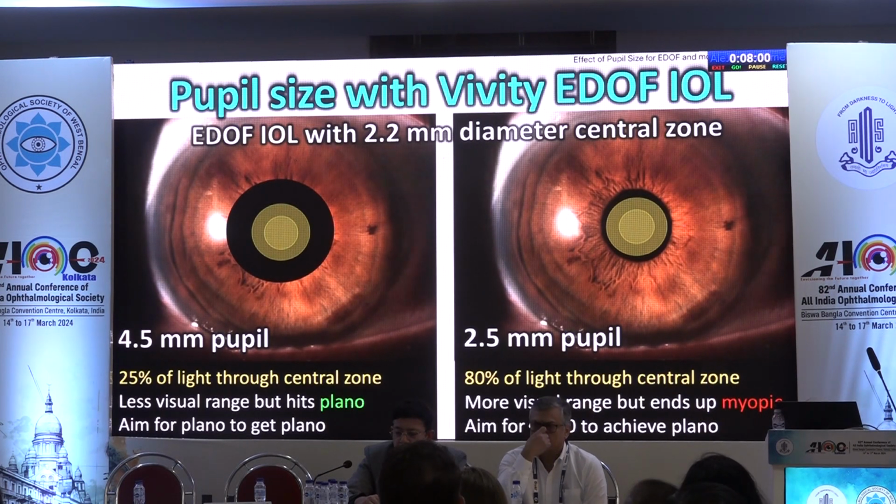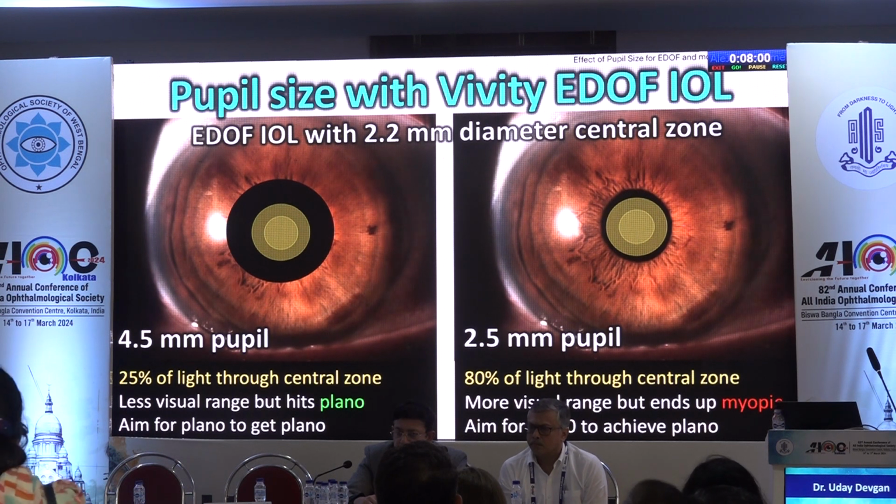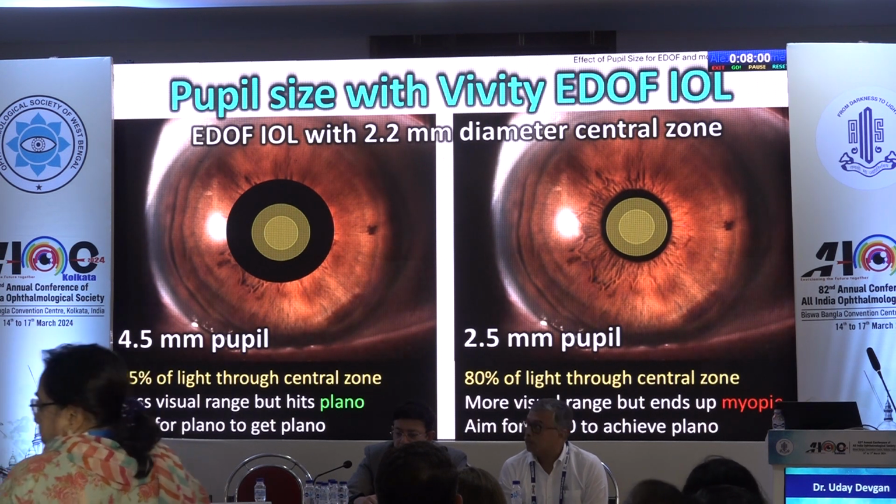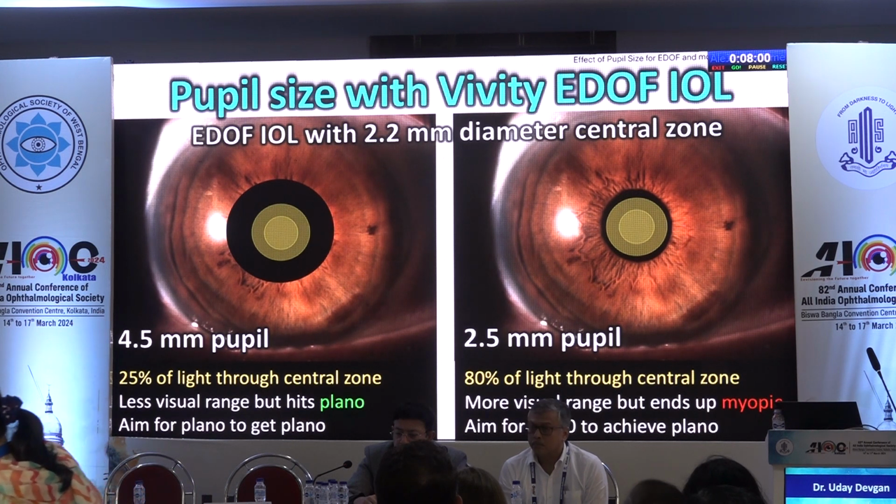So if you have a patient with a larger 4.5 millimeter pupil, only a quarter of the light's going through that central zone. Whereas if you have a patient with a smaller pupil, like 80% of the light's going through that central zone. This is also why we learned at the beginning, these patients end up with a myopic outcome. You aim for plano, they ended up minus 0.5, minus 0.75. So now with a small pupil in this lens, we aim for a little hyper in order to achieve plano. Because again, most of their central optical zone is taken up by this 2.2 millimeter focusing element.